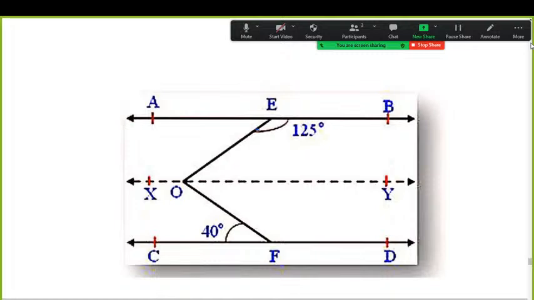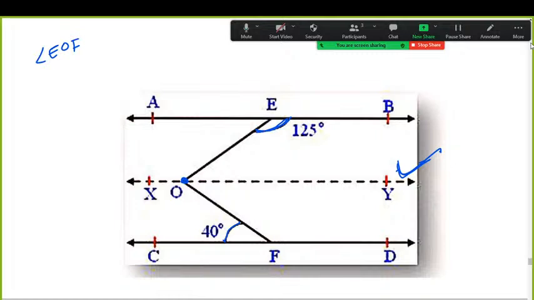BEO, how much is this? 125. And CFO is how much? 40. And we want EOF. In this question, the line is not drawn. It is drawn by us, remember. The question is given like this, only O is given. We have drawn this line on our own. But remember, one very interesting thing is here.